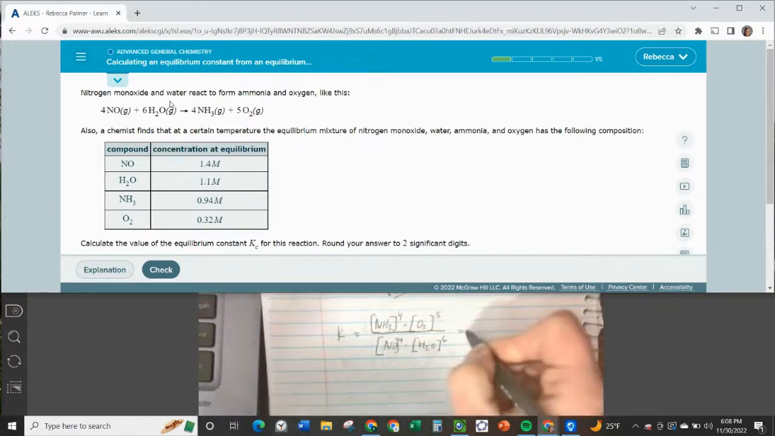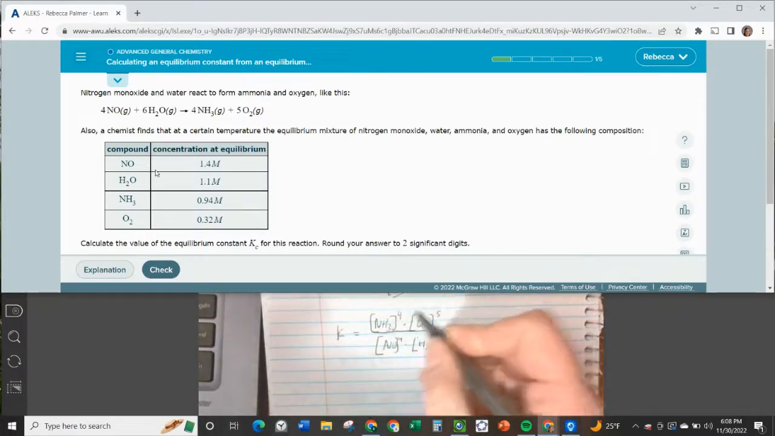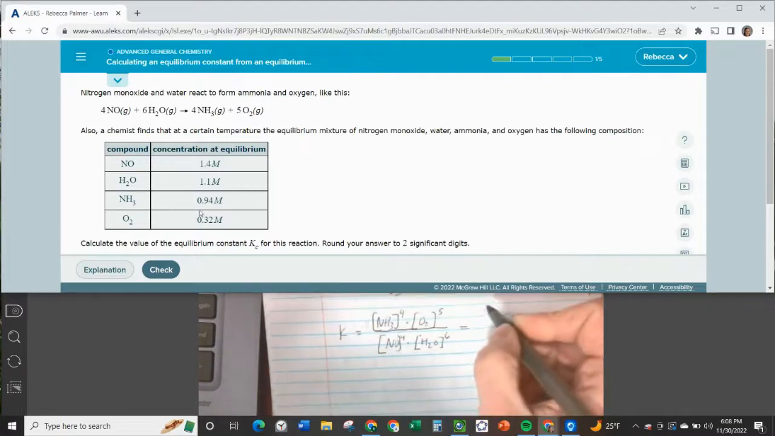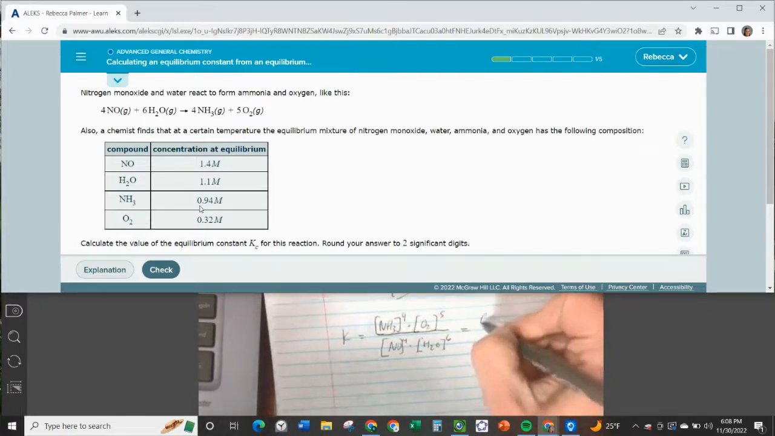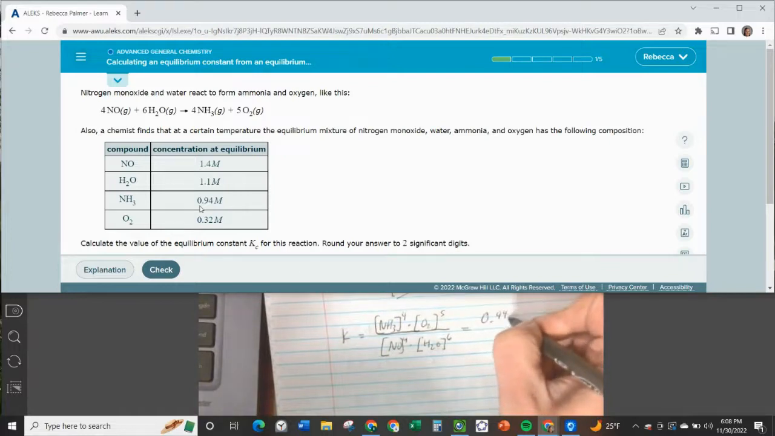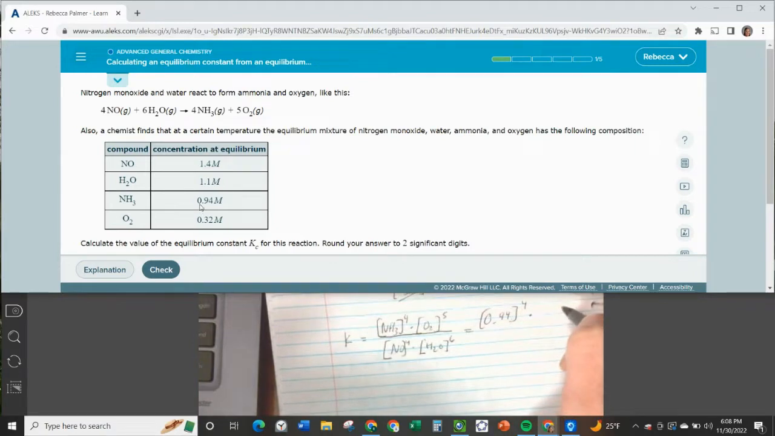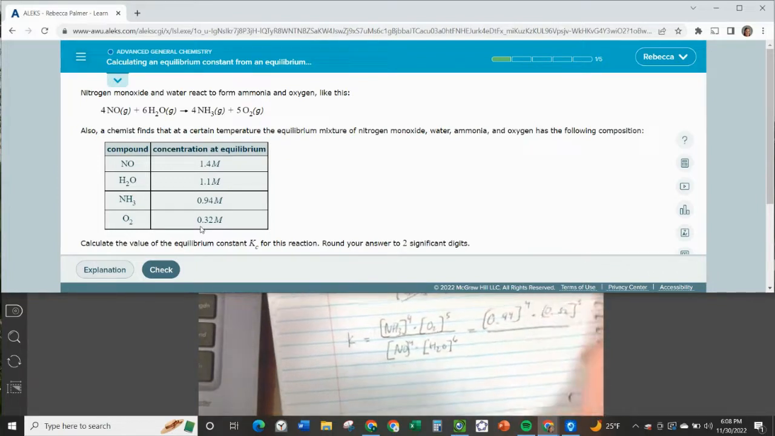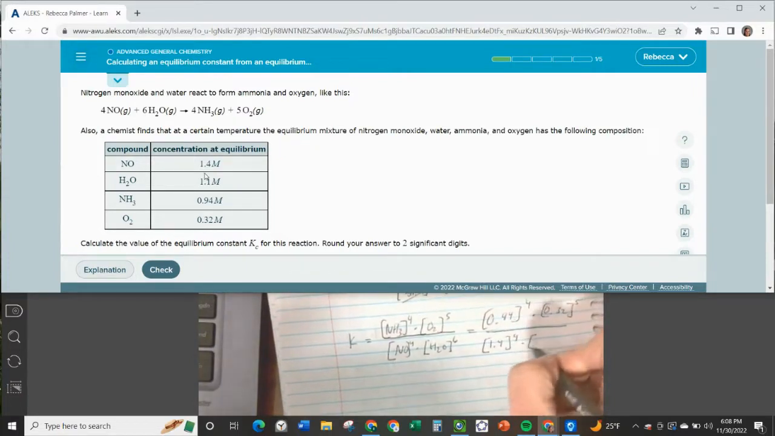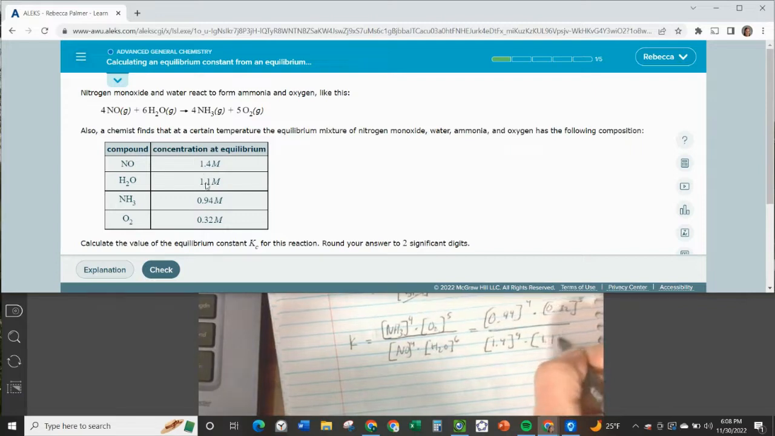Okay, so then instead of writing my compound, I'm going to write the concentration here. So NH3 is 0.94 molar. We don't need to put the units. Times O2, 0.32 to the 5th. All over NO, which is 1.4 to the 4. Times water, which is 1.1 to the 6th.